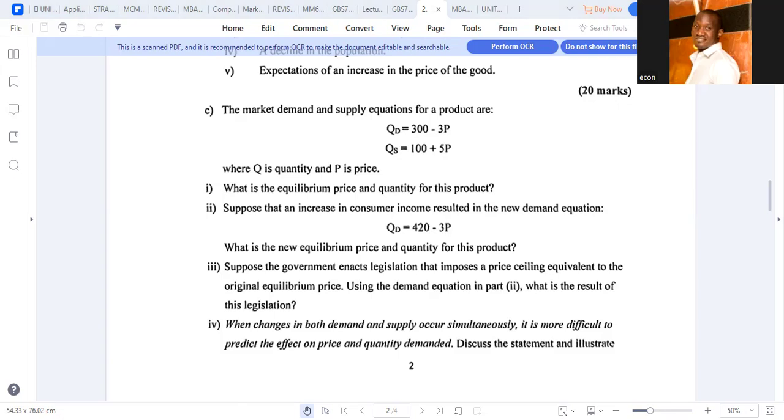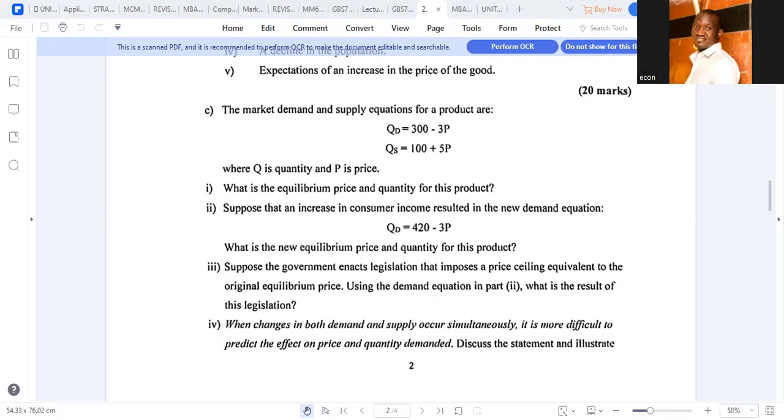So what happens? You just re-equate the equations. The demand has just changed, so you're going to match the old supply to the new demand. Our new demand has been given as 420 minus 3p. Then the supply, we use the same supply, which was 100 plus 5p. At equilibrium, quantity demanded is equal to quantity supplied. So you put the letters on one side. 420 minus 100 is 320. 5p plus 3p is 8p. So we divide 320 by 8, we get 40. All right?